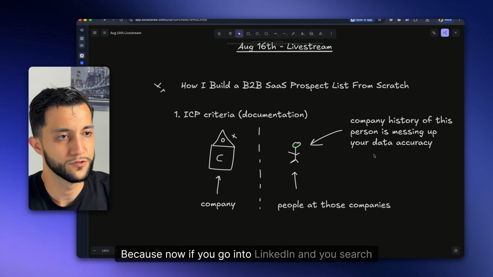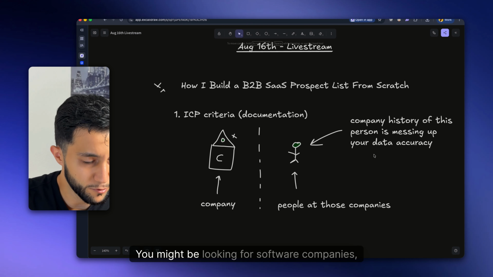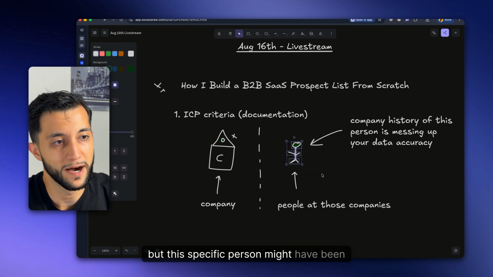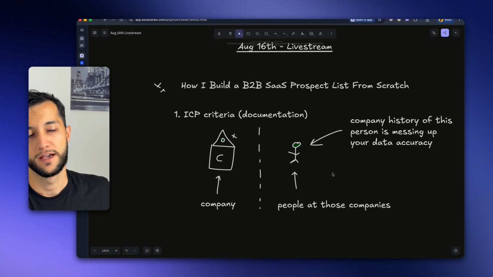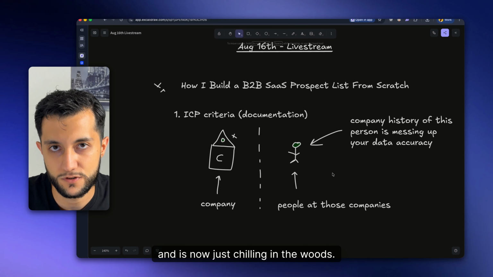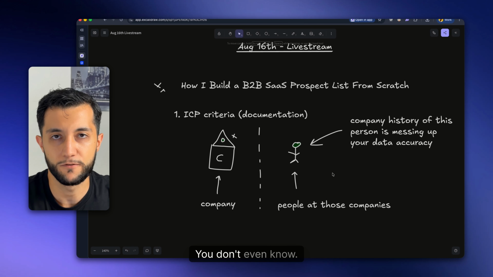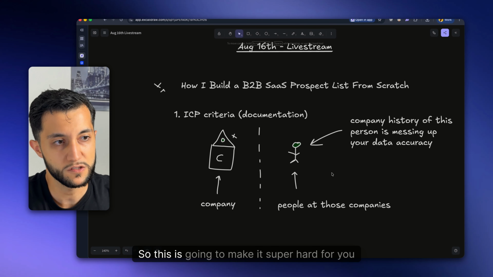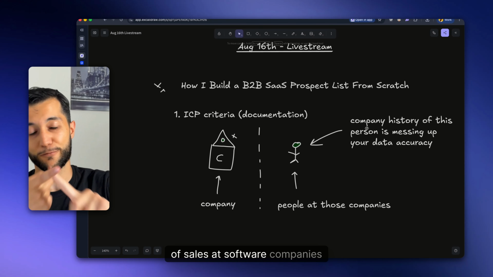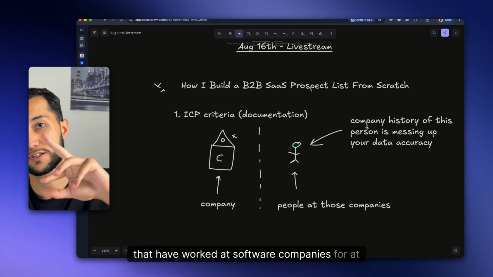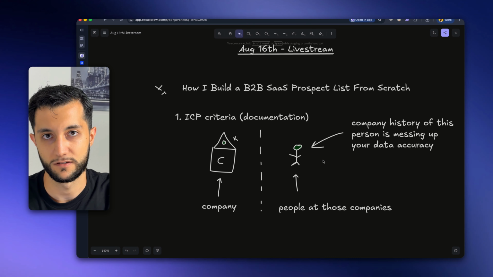Because now if you go into LinkedIn and you search for, let's say you're looking for software companies, right? You might be looking for software companies, but this specific person might have been in a software company in a past life and is now just chilling in the woods. Maybe retired, right? Maybe a crypto pump billionaire. You don't even know. You have no idea. So this is going to make it super hard for you, because you'll go ahead and you'll search for head of sales at software companies that have worked at software companies for at least 3 years. He might be a fit for that, but the data might be outdated, right?